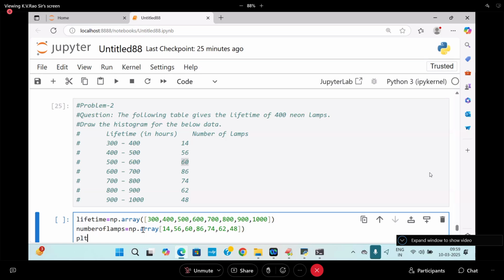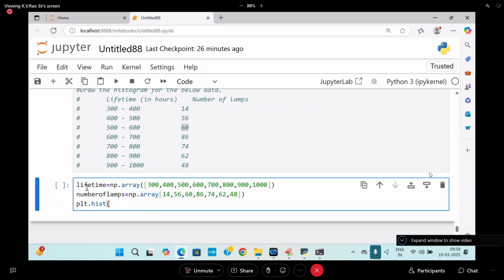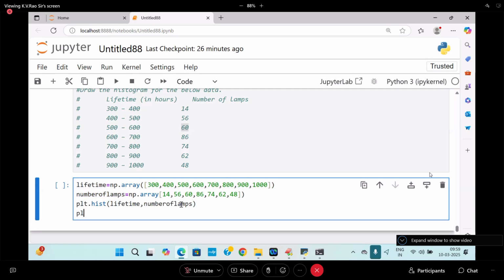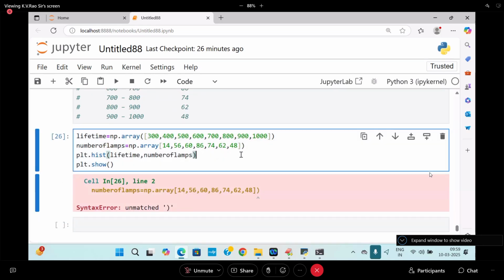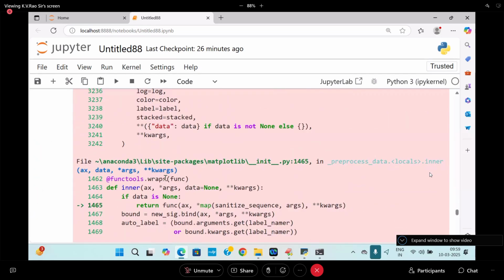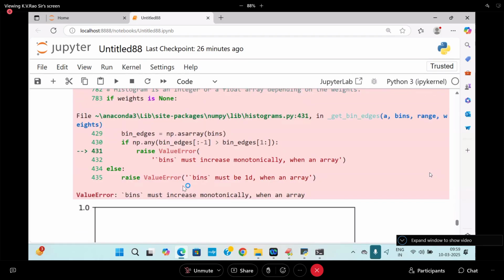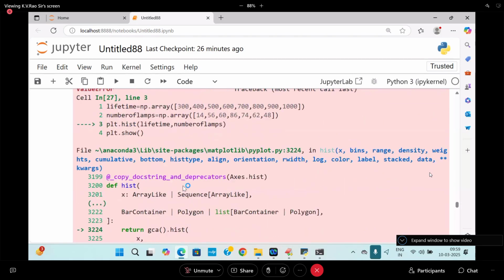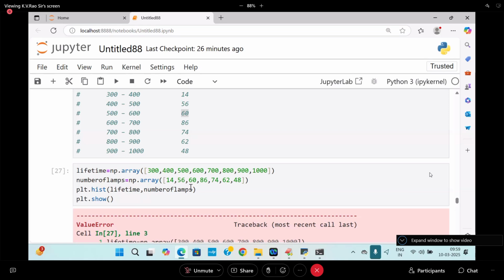How do you write it? plt.hist of, what should I take? Lifetime comma, number of lamps. There I am going to write plt.show. What happens here? A ValueError is coming: bins must be, an array is required. So here I am going to write it.